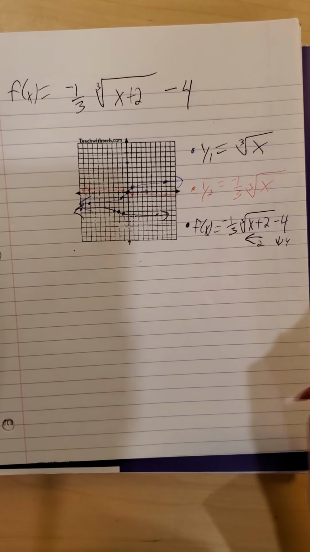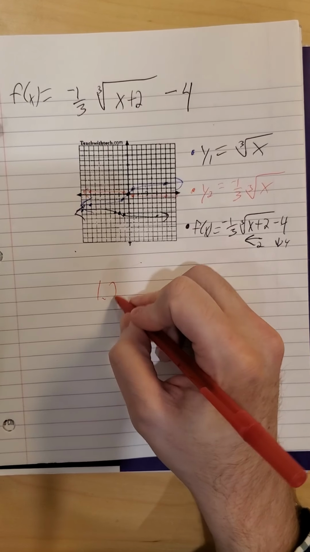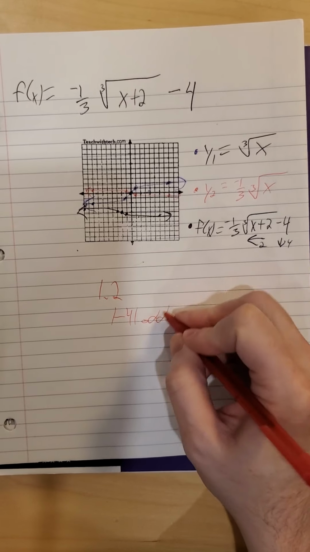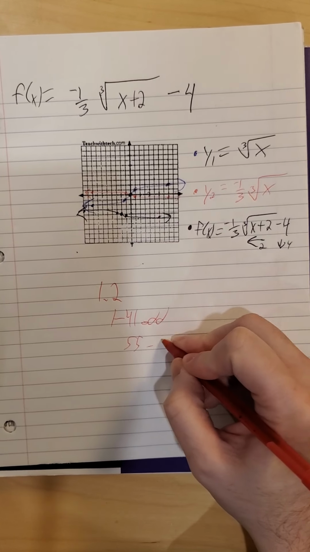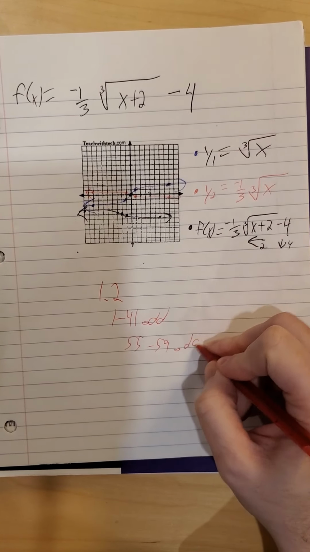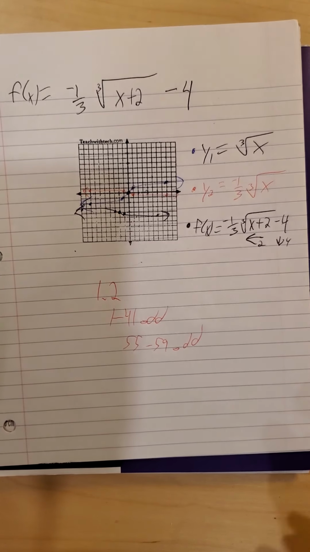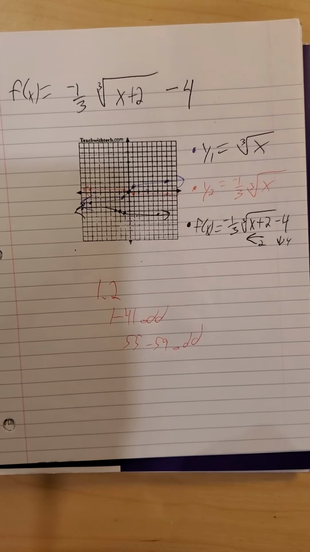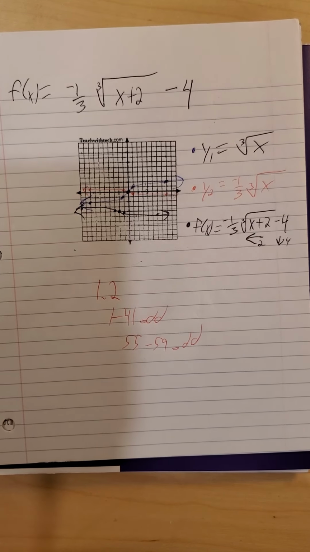Okay, so some problems I would recommend out of section 1-2. I would recommend 1 to 41 on the odds, and 55 to 59 also on the odds. And I'll also put up sort of the publisher's basic default assignment for those of you that are the My Math Lab fans as well.